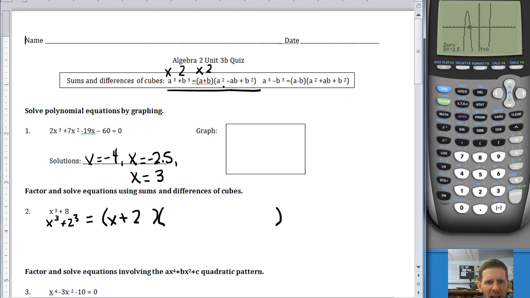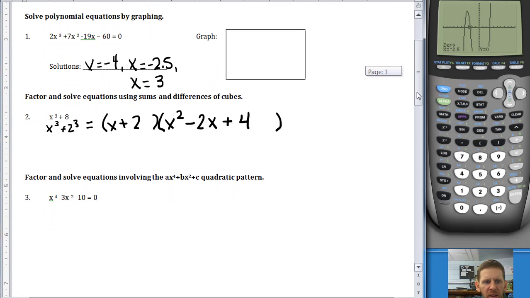A in the problem is x, so this is going to be x squared, minus sign, a times b. A is x, b is 2. We're going to multiply them: x times 2, or 2x. Plus sign, b squared. B in this problem is 2. We're going to square the 2. You get 4. And if you were to actually multiply this times this, you would get x cubed plus 8. So we have factored it correctly.